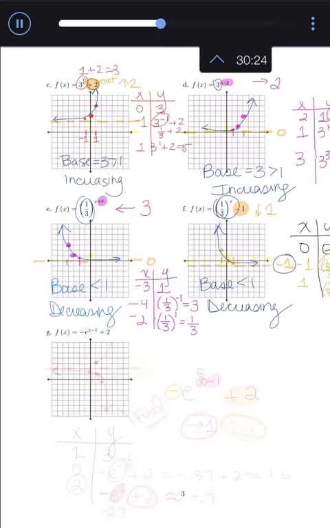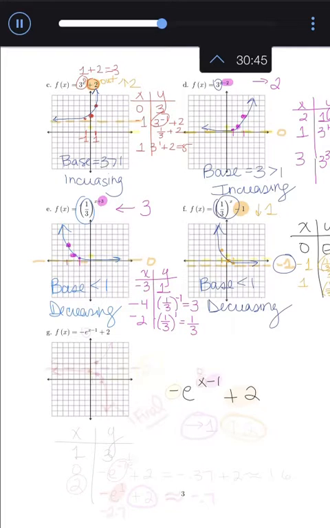Let's look at one last problem here. Let's look at G. In G, we have negative e to the x minus 1, plus 2. So we have two different shiftings and something else also entirely going on.